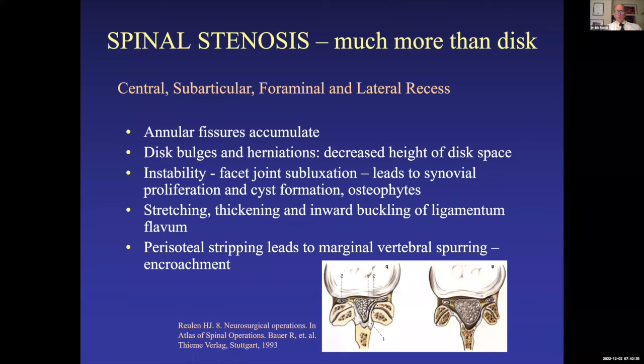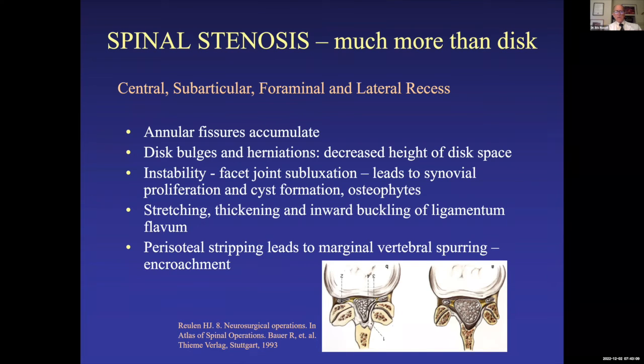You need to look at 4 spots in each axial scan, if you can see these anatomic regions at every lumbar level. Central canal, you're not going to forget to look at. Subarticular region is something our residents sometimes forget to comment on. That can be an area of stenosis between the facet joint and the disc margin. Foramen, you'll never forget. And lateral recess, you shouldn't forget, it's medial to the pedicle. So all 4 areas. Once the disc degenerates, you get annular fissures, the disc becomes more unstable.